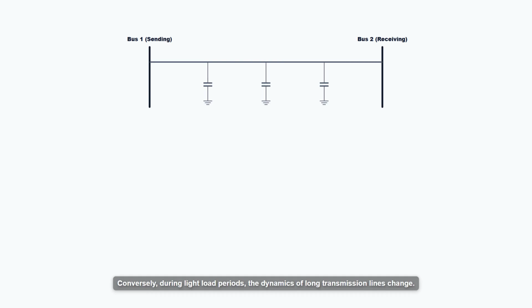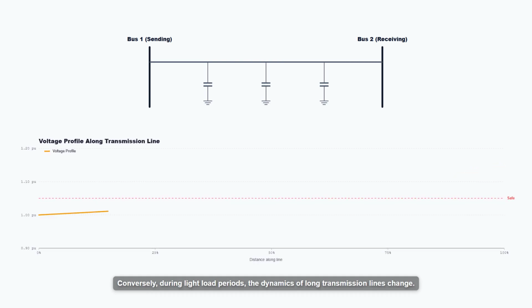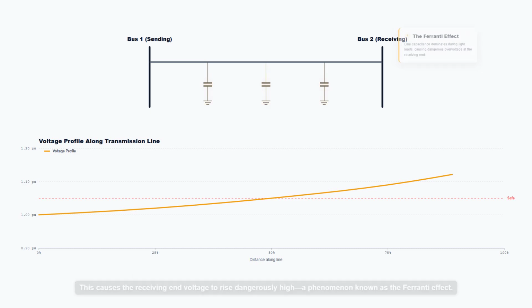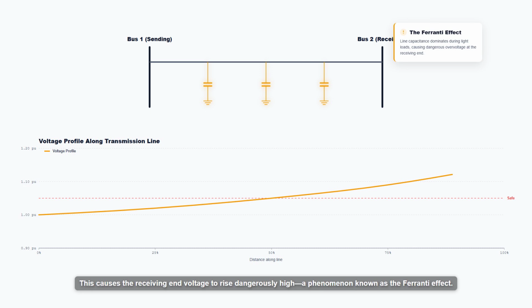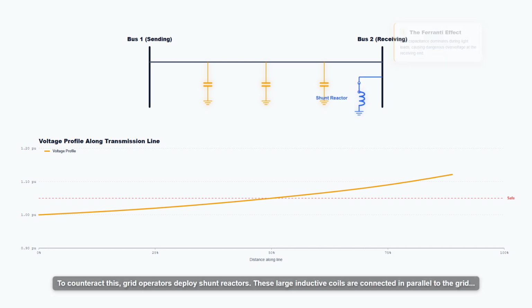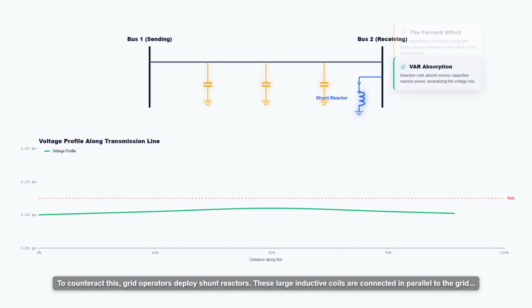Conversely, during light load periods, the dynamics of long transmission lines change. The line's natural capacitance dominates, generating excess reactive power. This causes the receiving end voltage to rise dangerously high, a phenomenon known as the Ferranti effect. To counteract this, grid operators deploy shunt reactors. These large inductive coils are connected in parallel to the grid to absorb the excess reactive power. By neutralizing the capacitive VARs, they pull the voltage back to safe levels.